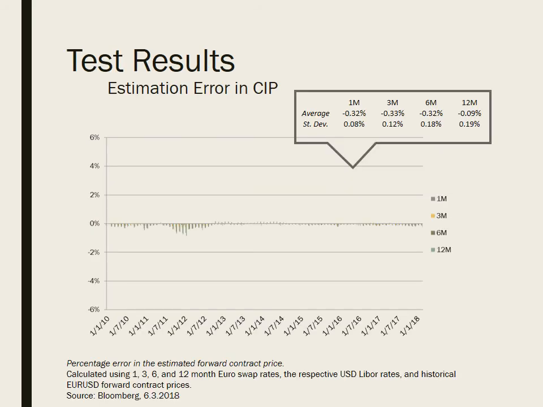The graph clearly shows that estimation errors for covered interest rate parity are much lower than for the UIP, suggesting that CIP holds much better in practice compared to the UIP. The average estimation errors are less than 0.5% and standard deviations are less than 0.2%.